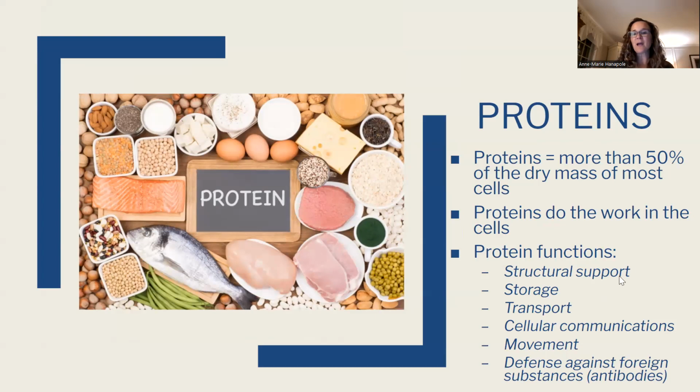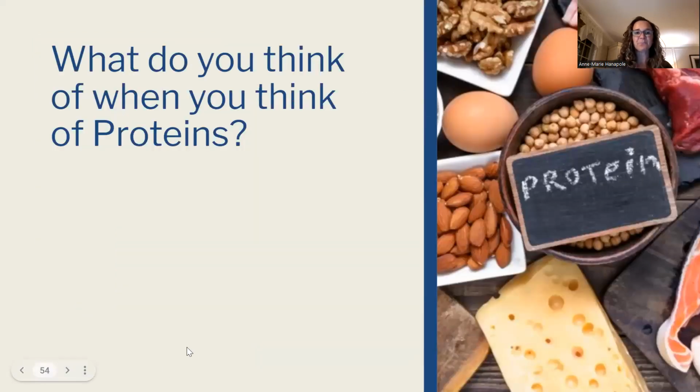Proteins actually make up most of the dry mass of the cells. So more than 50% of the dry mass, so if you take out the water, what's left is going to be mostly proteins. And proteins do all of the work in the cells. They're doing all the jobs in the cells. They're getting the work done. And there's different functions of those proteins. So we've got lots and lots of different functions in our proteins that are in our cells.